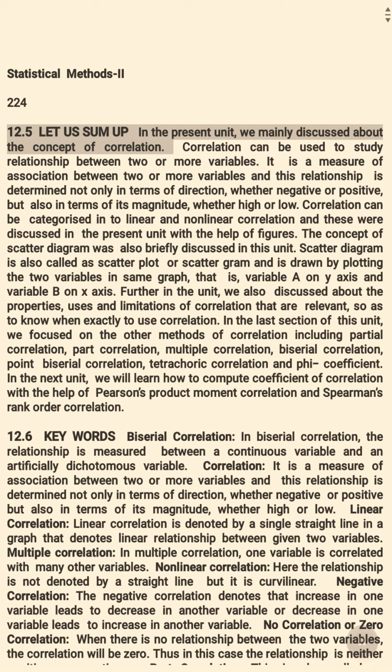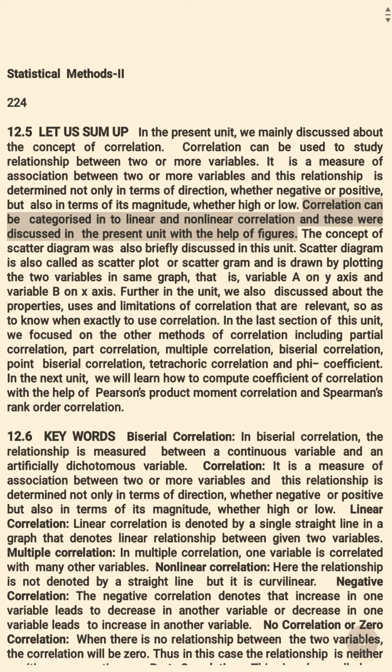12.5 Let us sum up. In the present unit, we mainly discussed the concept of correlation. Correlation can be used to study the relationship between two or more variables. It is a measure of association between two or more variables, and this relationship is determined not only in terms of direction, whether negative or positive, but also in terms of its magnitude, whether high or low.